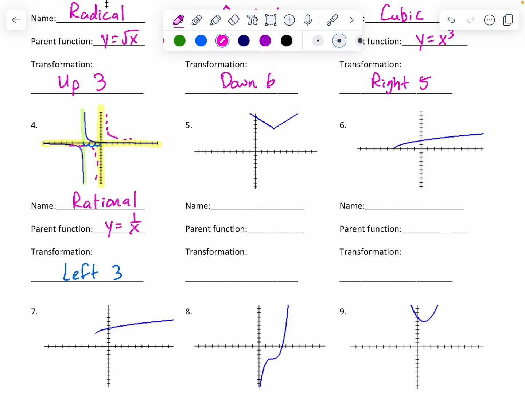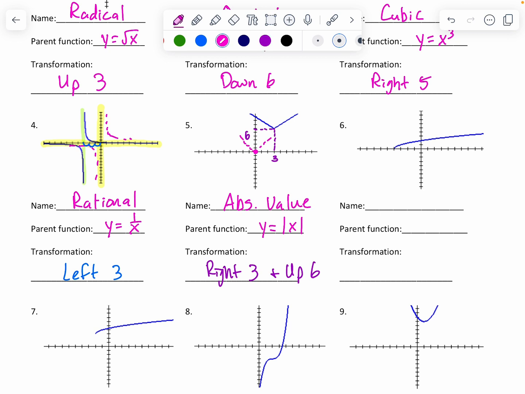Ooh, number 5 has 2 transformations. First, I see it's a v, so I know v tells me it's an absolute value function. So the parent function is those absolute value bars around the x. Absolute value originally looks like this. It starts at the origin and makes a v. So this has moved over to here and here. So it went 1, 2, 3 to the right. And it went 1, 2, 3, 4, 5, 6 up. So this one's got 2 transformations going on.